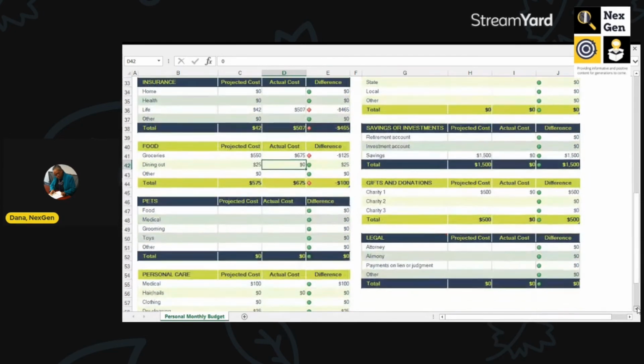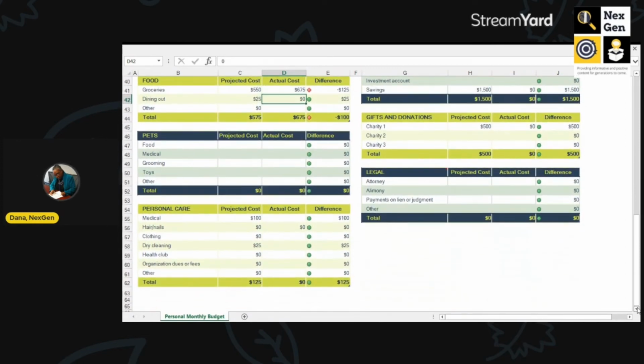She didn't have any pets, of course. So for her personal care, she didn't have any medical. She didn't do any dry cleaning. However, she did get her hair done this month. She doesn't have it budgeted in. So let me go ahead. She spent $65. And that's why you see the negative 65 here. Now, in subsequent months, she may do some moving around as far as projected costs, but she's still positive $60.